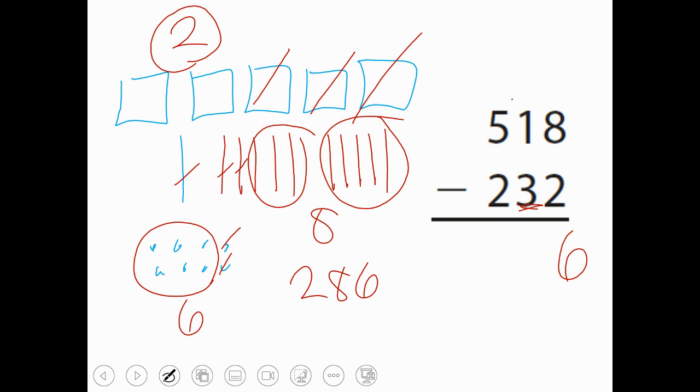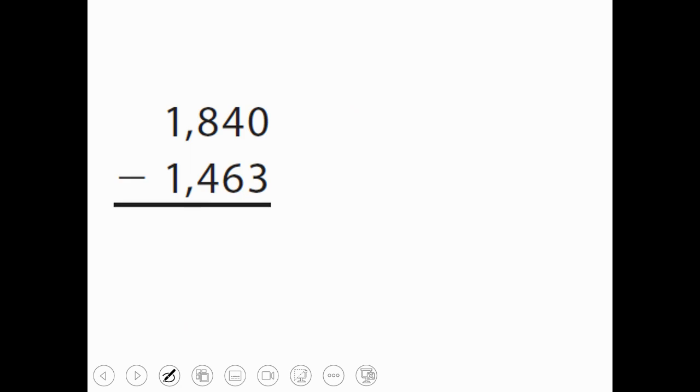Well, let's check. 8 minus 2 is 6. 1 minus 3, can't do it. I've got to cross off my 5, make it a 4. Remember, I'm borrowing 1, but I'm bringing it over as 10. So this 1 becomes 11 because 1 plus 10 is 11. 11 minus 3 is going to give me 8. 4 minus 2 is 2. So 286. All right, let's try a bigger number.